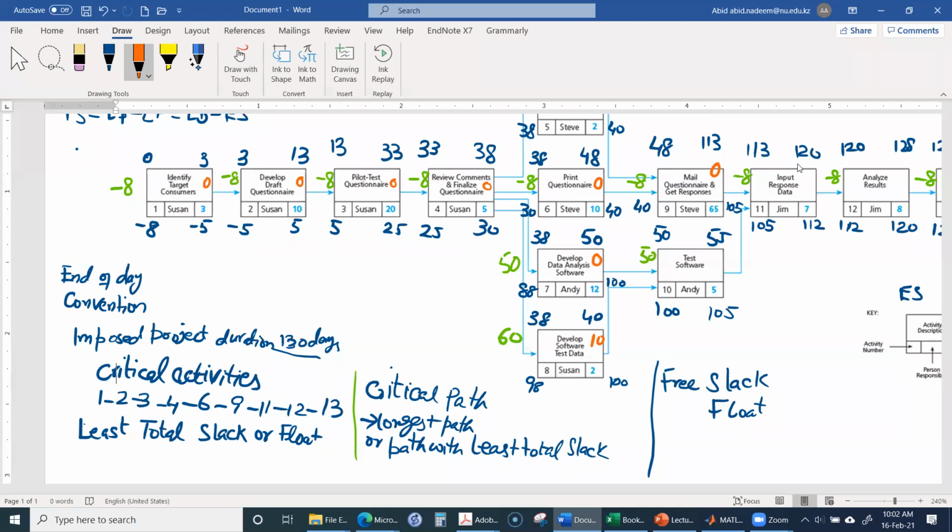Yeah, it is 58. So 50 plus 5 is 55. So 50 plus, so it is 58. Okay.